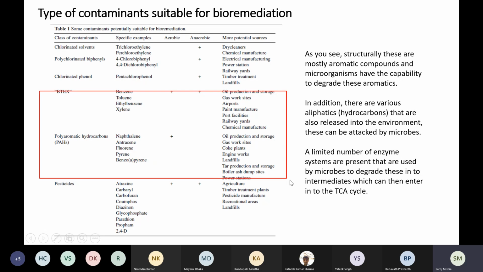So I'm just going to very briefly explain, giving an example like benzene, toluene, or naphthalene, what kind of activities are present in the microbes which are capable of degrading them. So is this point clear to everybody?